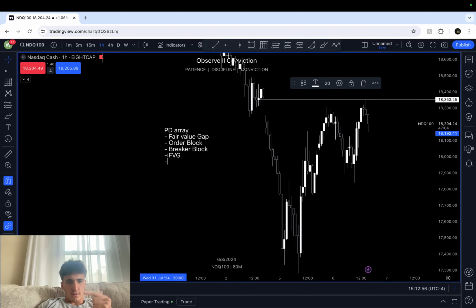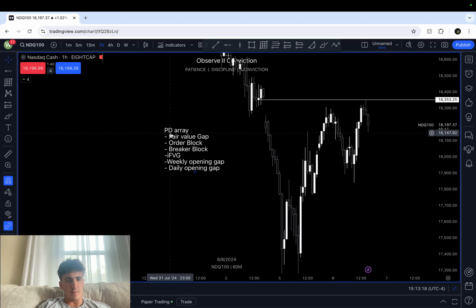Breaker, order block, fair value gap, weekly opening gap, daily opening gap. I think this is all of them. Fair value gap, order block, breaker block, inverse fair value gap, weekly opening gap, daily opening gap. I think that's all of them. That's all that really matters.